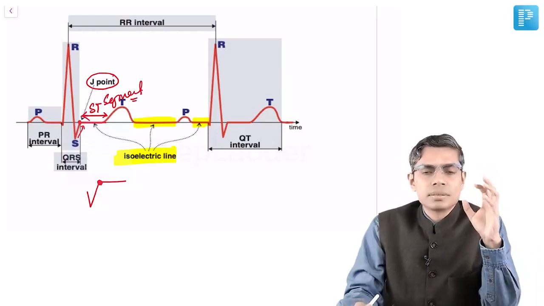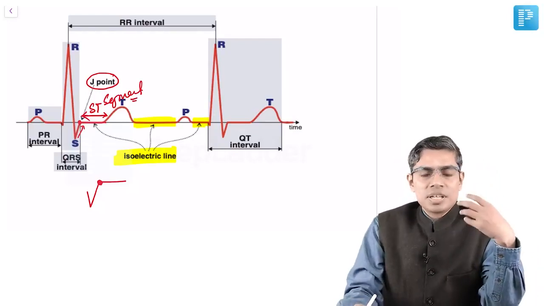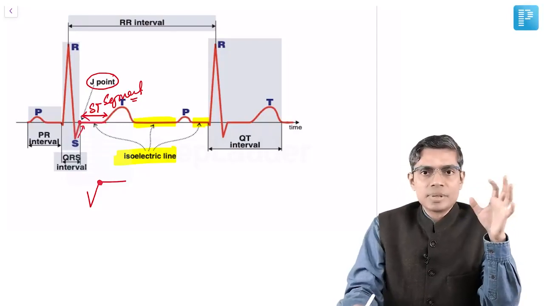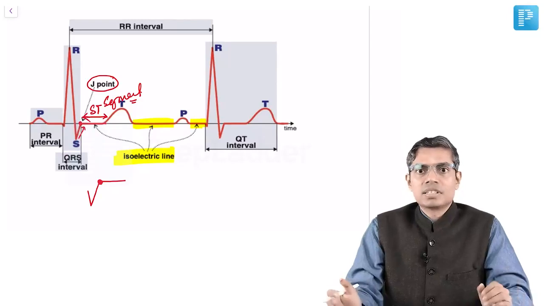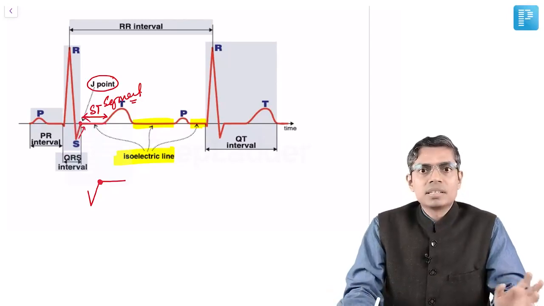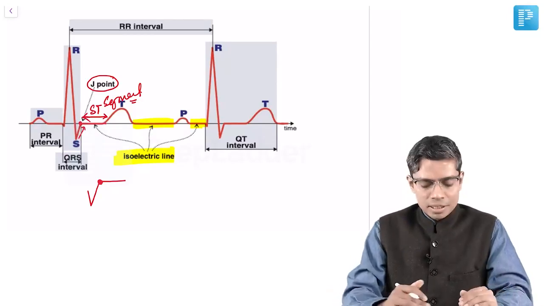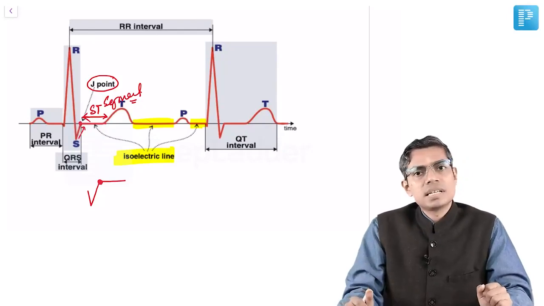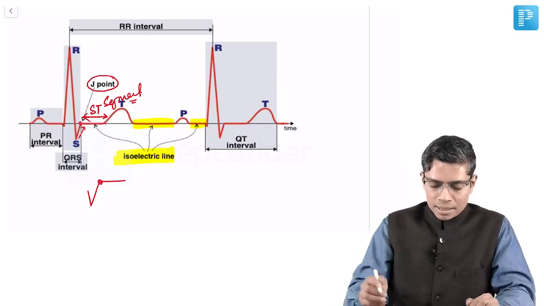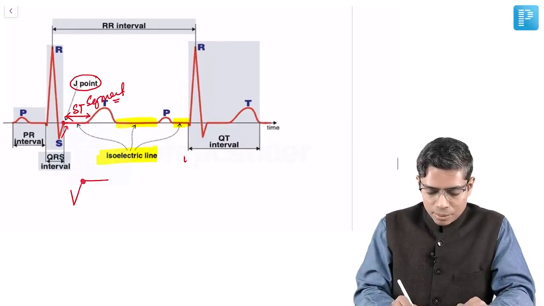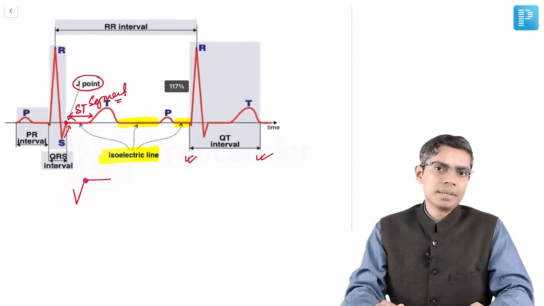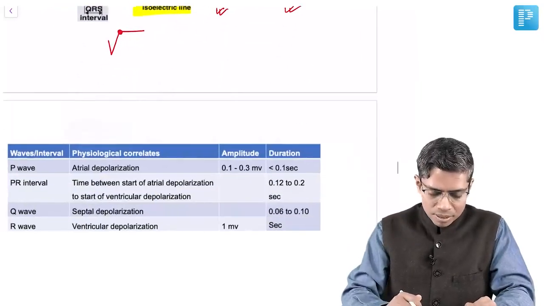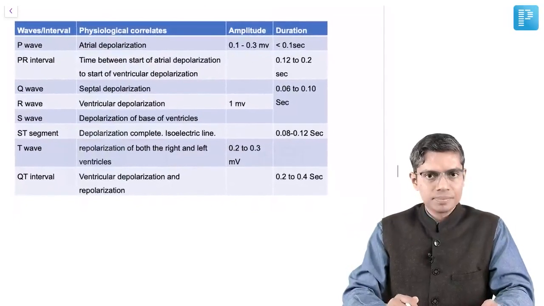This is very important because depression or elevation of this ST segment will be an important topic for your discussion in medicine. You know that myocardial infarction or ischemia will lead to changes in this ST segment, right? And the QT interval we have already discussed, from the starting of Q up to the end of T, that is the QT interval. Now I have to remember the duration of these things, right?